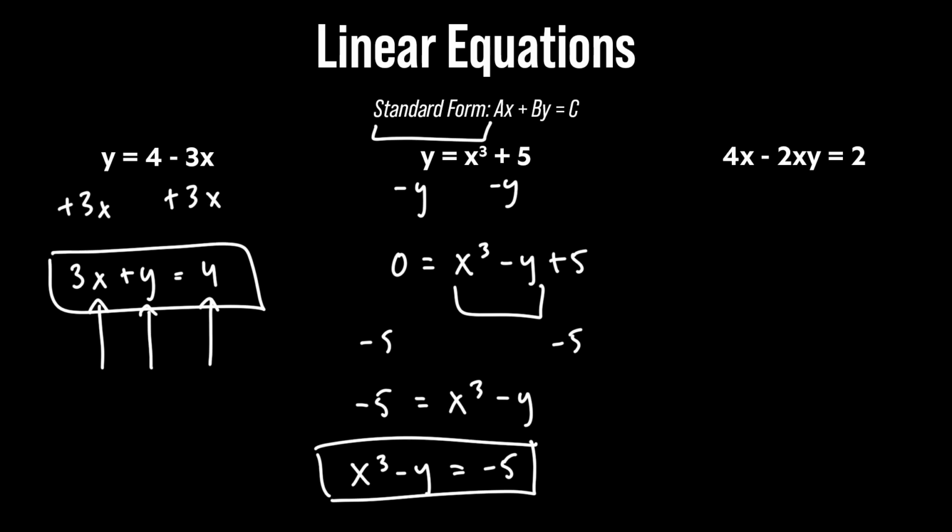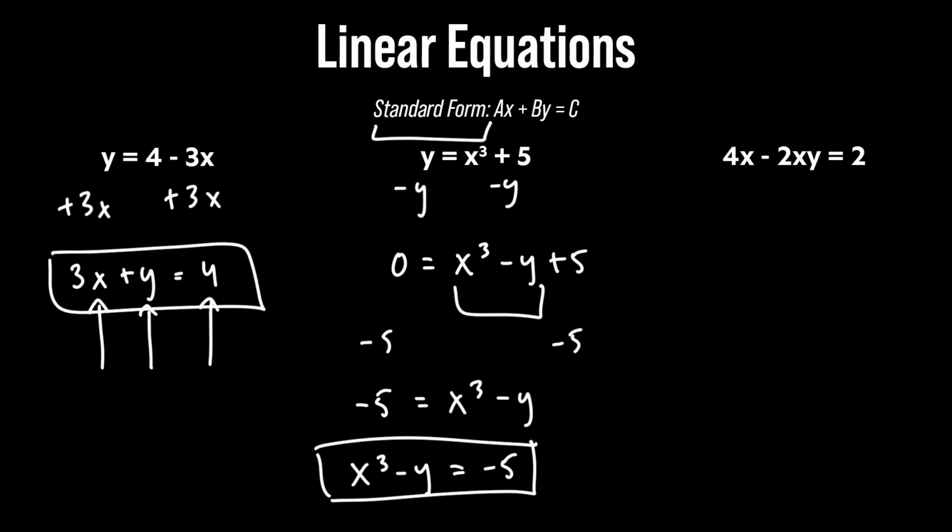As you can see, the first problem had an a value of 3 and a b value of 1, because there's nothing in front of the y. And the second problem just had an a and b value of 1, since there's no coefficient in front of x or y. So it's just given as 1.